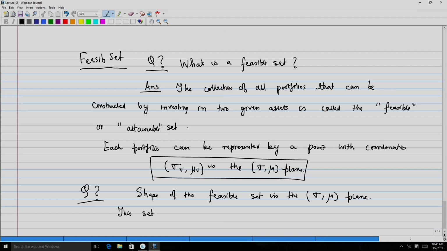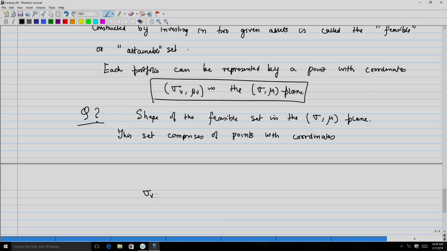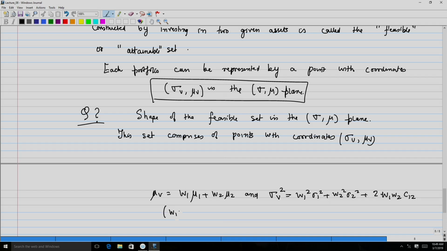To address this, the feasible set comprises points with coordinates sigma v, mu v, where mu v is w 1 mu 1 plus w 2 mu 2, and sigma v square is equal to w 1 square sigma 1 square plus w 2 square sigma 2 square plus twice w 1 w 2 multiplied by C 1 2, where w 1, w 2 belong to R, or are just real numbers, assuming that short sales are allowed, and w 1 plus w 2 is equal to 1.